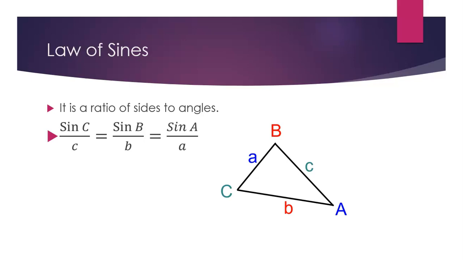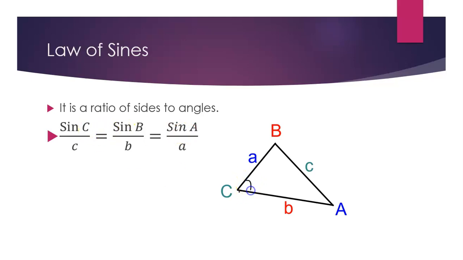The law of sines is a ratio, so it can be used on any type of triangle. It doesn't have to be necessarily a right triangle. That is one of the nice features about it. But it is a ratio, so that means I can cross multiply and solve it. You just have to understand the ratio.